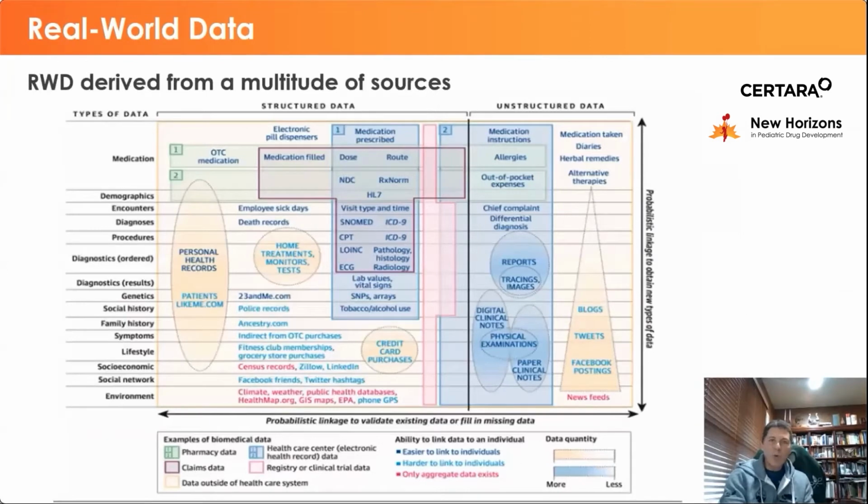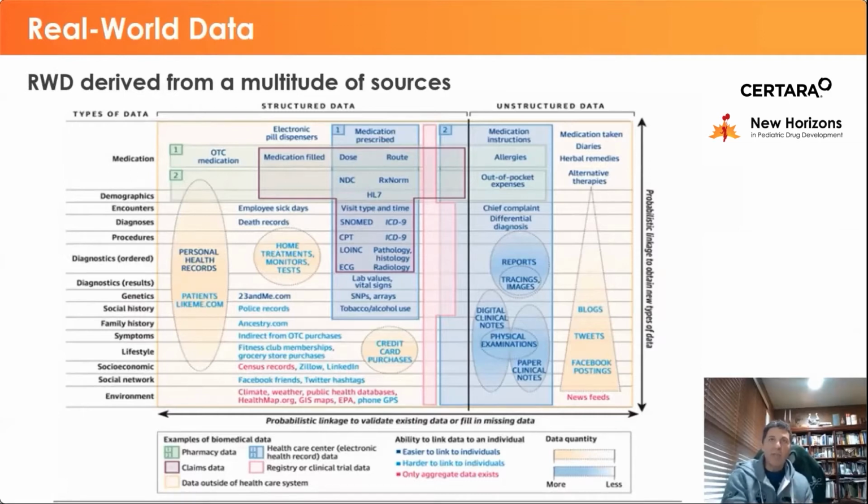Now, if we take a look at the multitude of sources of real-world data, you'll see that this is very diverse. It comes from a lot of different sources, and it creates a lot of heterogeneity in both the data types and the requirements around the data, how that data is actually cared for. Now, one of the things that I think drives the interest is the diversity.